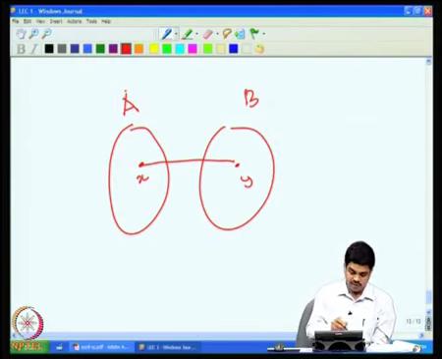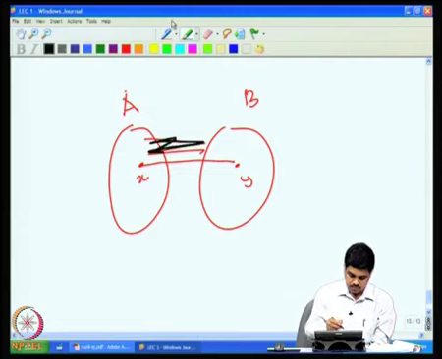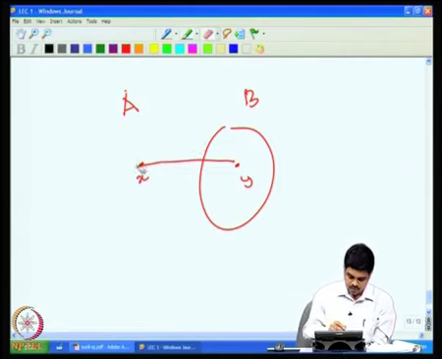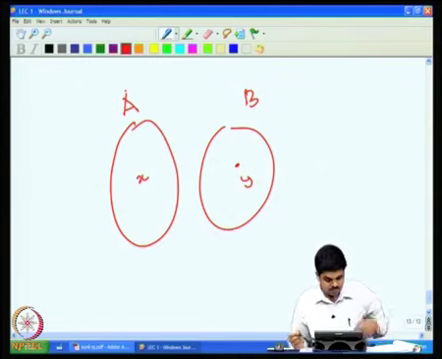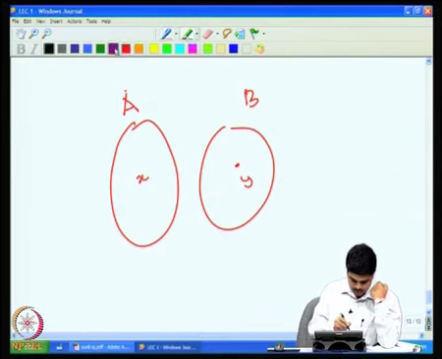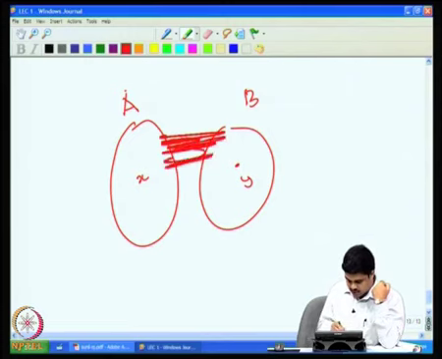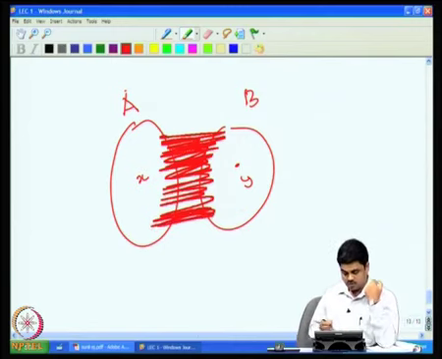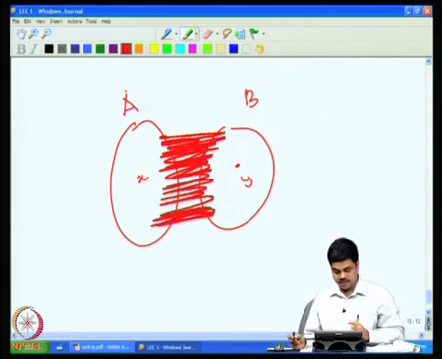Usually we will show it like this, selecting, so like this, all the edges are there. We can indicate it like this: all the possible edges between A and B are there. This is called a complete bipartite graph.